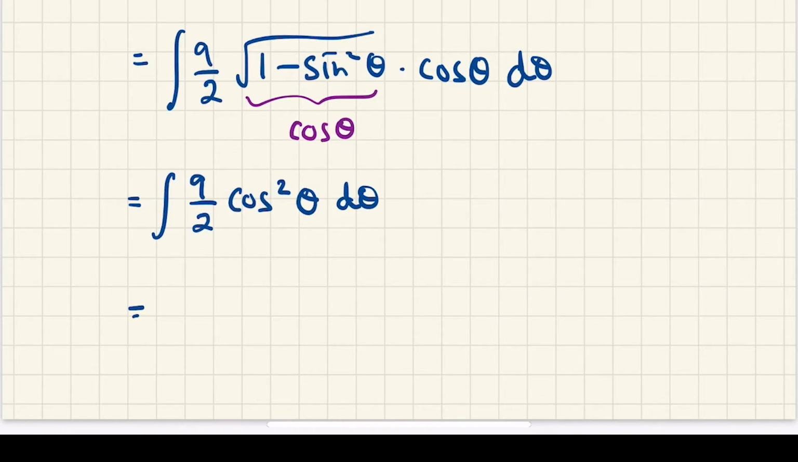Okay, well, how do we integrate cosine squared? Well, that should be fairly fresh in your memory because of chapter 10, polar integrals, which often produce terms that look like that. So we know that cosine squared becomes 1/2, so I'll write this as 9/4 times 1 plus cosine of 2 theta.